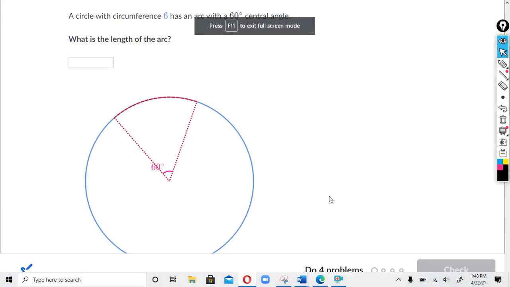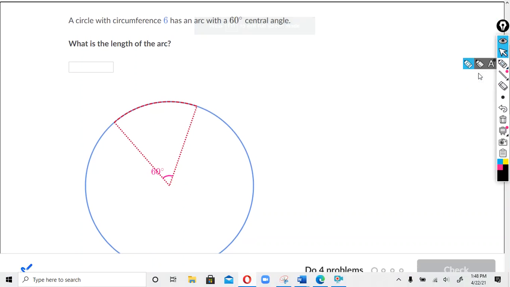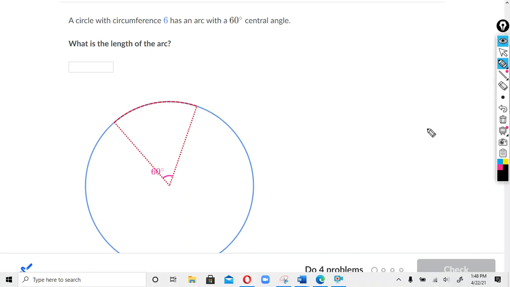All right. So here we have the first problem. Let's write the formula first every time so we don't forget. It's going to be theta over 360 equals S over C. It says a circle with circumference 6 has an arc with a 60-degree central angle. So the circumference is C, and the central angle is theta. What is the length of the arc? The length of the arc is S. So that's what we're trying to solve for.